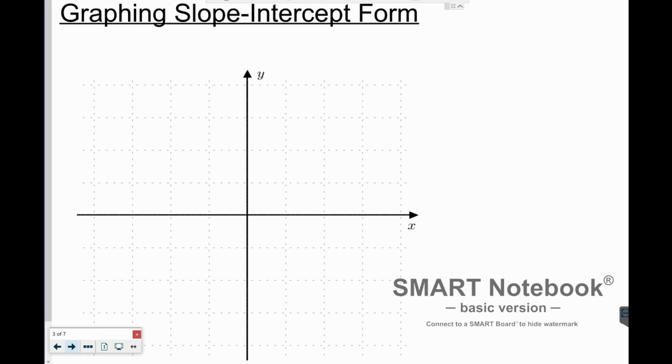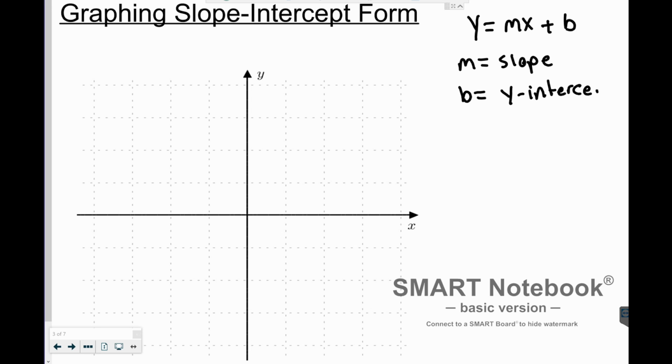Graphing with slope-intercept form. Let's first review what slope-intercept form is. Slope-intercept form is your y equals mx plus b. I'm sure you've all heard this at some point or another, where your m is equal to your slope and your b is equal to your y-intercept. So let's think about what these mean.